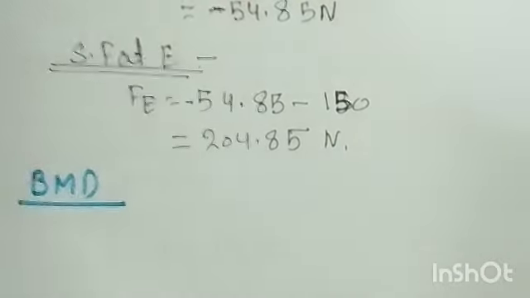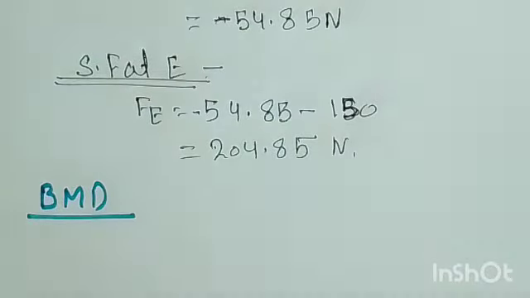Always remember the bending moment at the end of the beam will be 0 if it is simply supported, right? In a cantilever beam, the bending moment will be 0 at the free end, but at the fixed end the bending moment will not be 0. But this is the case of a simply supported beam. Why? Because the two supports are there at the two ends. So at the two ends, that is at A and B, the moment will be 0.